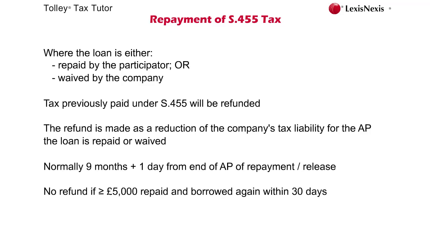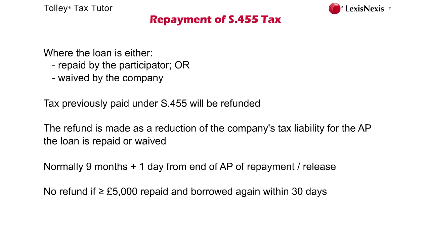No relief from Section 455 tax is due if loans totalling £5,000 or more are repaid and then £5,000 or more is then re-borrowed from the company within 30 days. This is to prevent taxpayers avoiding the Section 455 charge by repaying loans immediately before the due date for payment and borrowing the money back as soon as that date has passed.